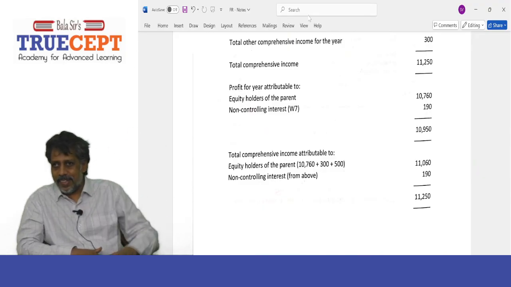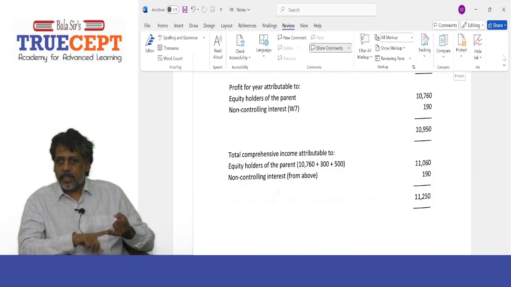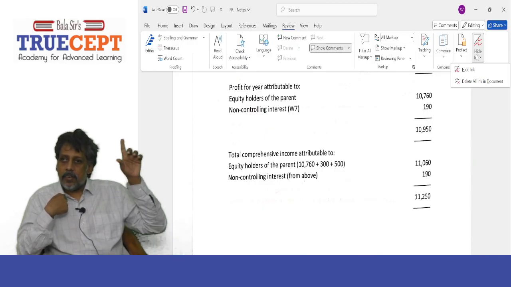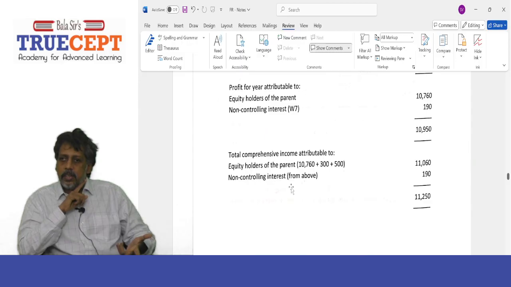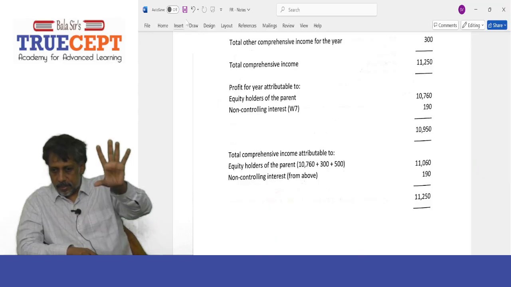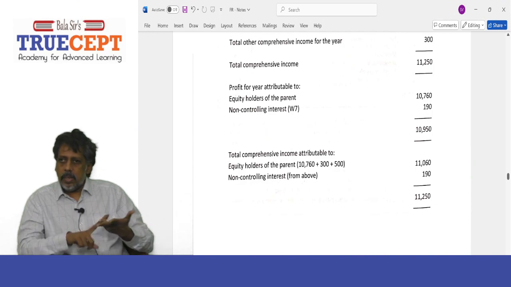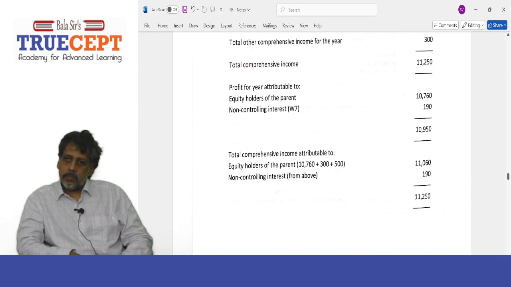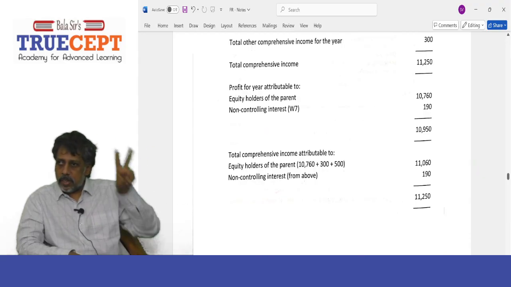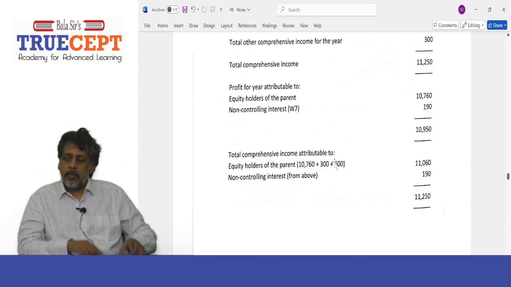Look at the mistake. It should be just 10,760, the profit of the parent entity. To that add, remember I revalued my investments at fair value, 300 extra. So what is 10,760 plus 300? In all 11,060. That's it. Is that clear? And the non-controlling interest, 190, doesn't change. That's it. Over. So that is your statement of profit and loss, having two sections of profit or loss and other comprehensive income. So guys, with that we complete the solution.